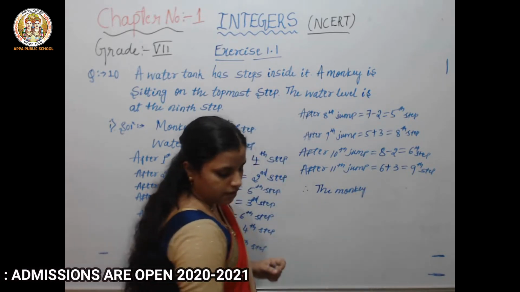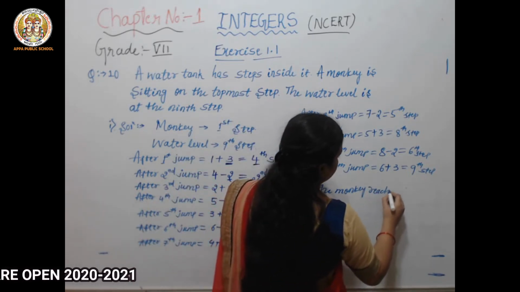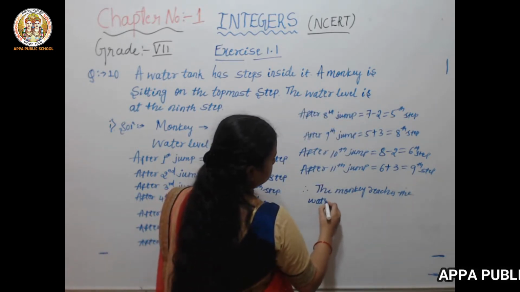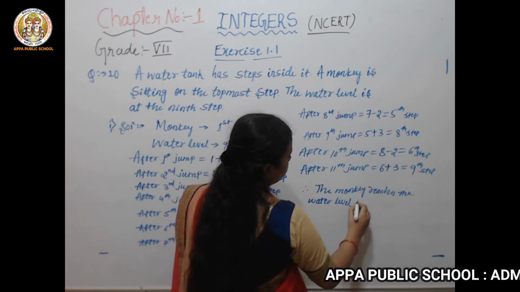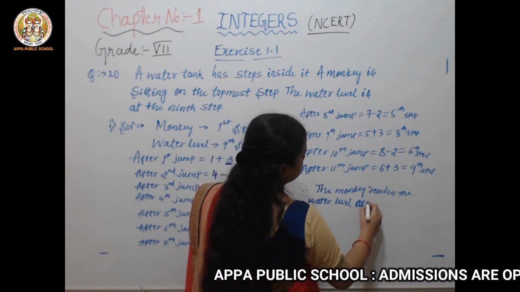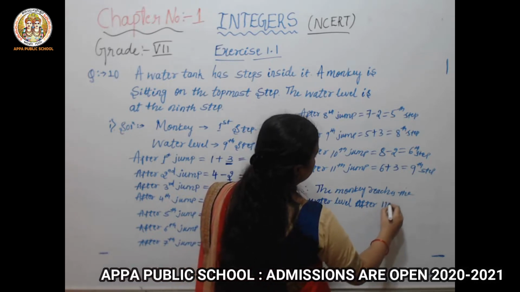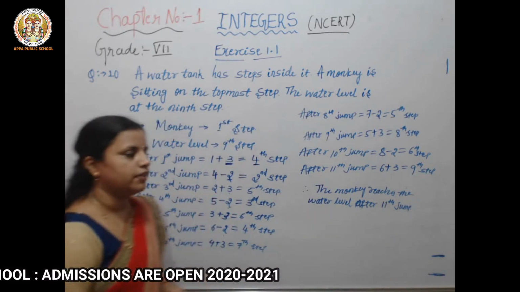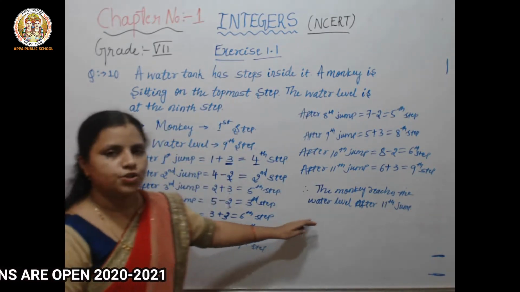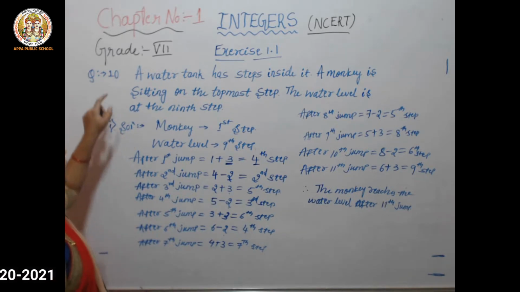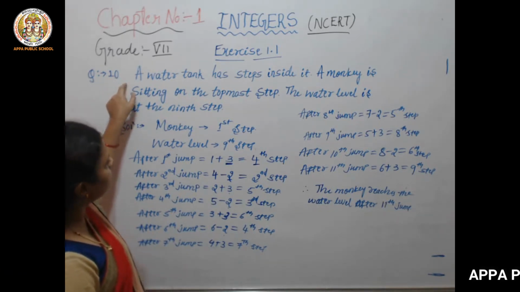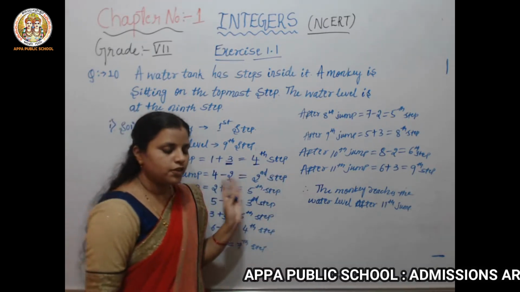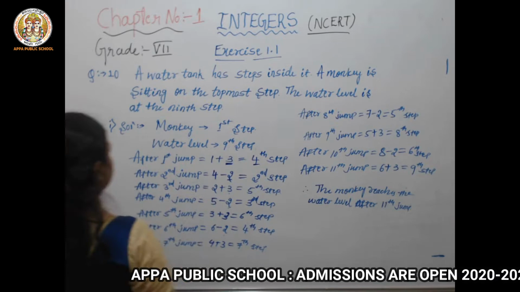the water level after the 11th jump. This is the solution of the first part. The main question is this one, and in the main question again we are having 3 sub questions. This is the solution of the first one, and we will see the second part.